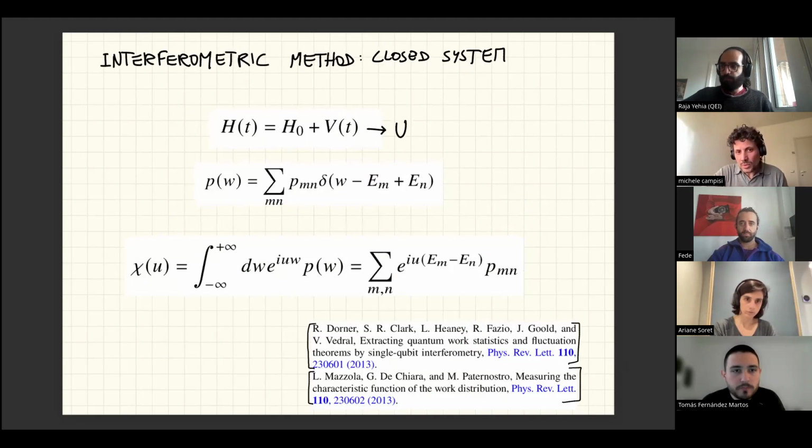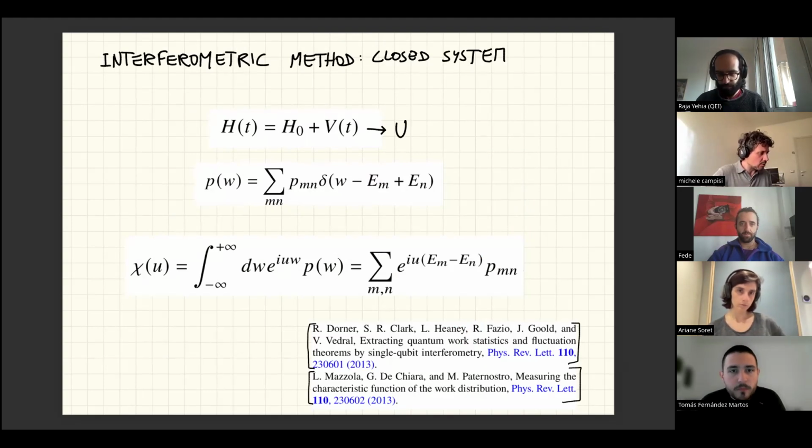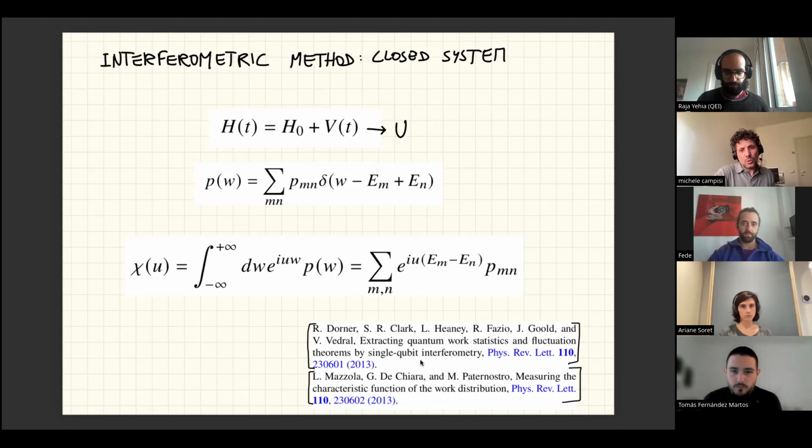So we noticed that in fact the interferometric method, which was put forward in the context of closed quantum systems, driven quantum systems, can be used to get around this problem. The method was first put forward in 2013 in these two papers that you see at the bottom of the slide. It's two PRLs back to back, basically reporting the same method. So for those of you who are not familiar with it, I'm going to sketch it very quickly.